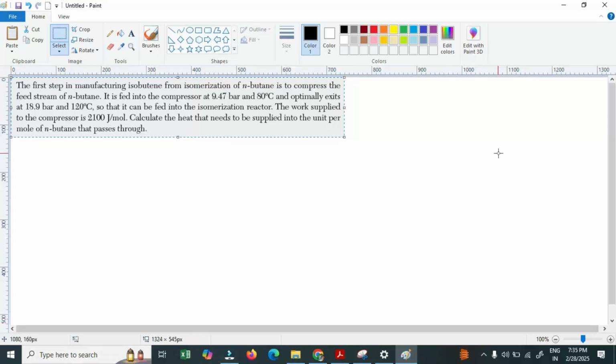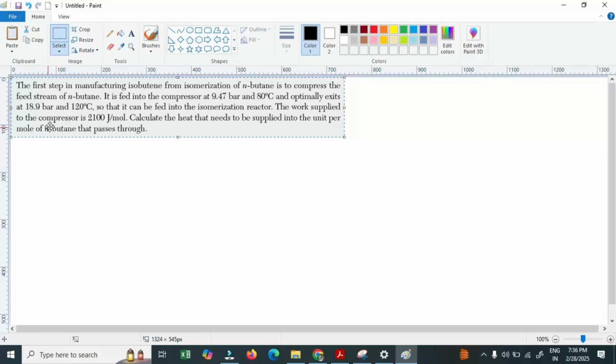In the manufacturing of isobutane from isomerization of n-Butane, the first step is to compress the feed stream of n-Butane. It is fed into the compressor at 9.47 bar and 80 degrees Celsius, and exits at 18.9 bar and 120 degrees Celsius, so that it can be fed into the isomerization reactor. The work supplied to the compressor is 2100 joules per mole. Calculate the heat that needs to be supplied into the unit per mole of n-Butane that passes through.